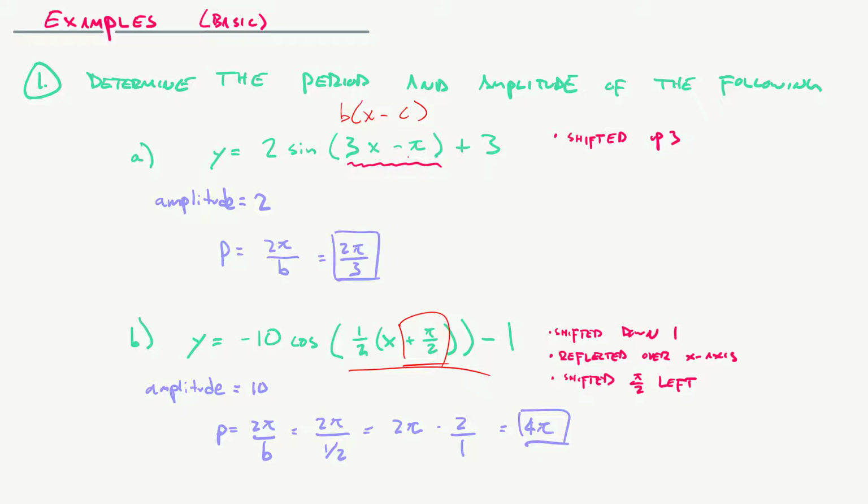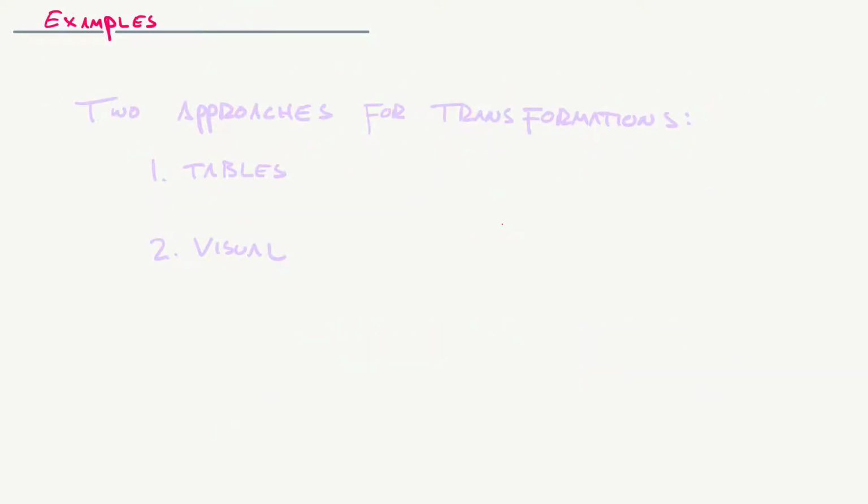So to get it in that form, you'd have to factor out a 3, which would make the inside x minus pi over 3. So it appears that pi over 3 is the phase shift, and it's to the right. Now, as far as graphing goes, there's two main approaches. I prefer to do things with a table, and that's the method I'm going to start with.